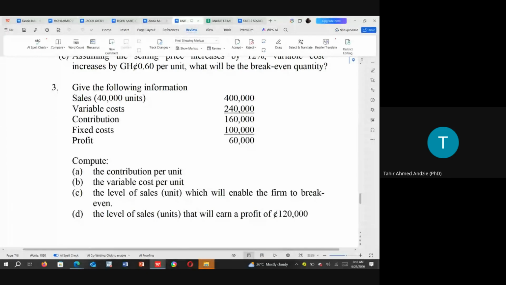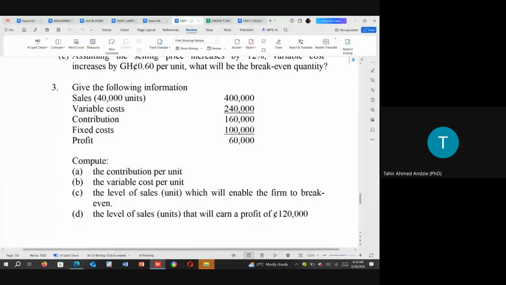I remember I gave this question to some of my regular students, and some of them got confused. But you have been given sales in units. Total sales made in units is given, and you have been given total sales, total variable costs, and all that. It is very simple to calculate this.